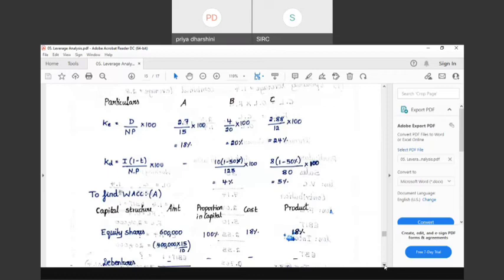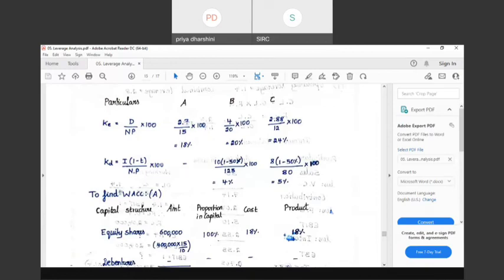So there are 3 companies, A, B, and C. How do we find the weighted average cost of capital? Generally, we do it on market value basis because book value is historical cost. So weight of equity into cost of equity plus weight of debt into cost of debt will give us the overall cost of capital. How do you measure cost of equity? They have not given us the growth rate here. They have told us the dividends are generally expected to continue indefinitely, so there is no growth in dividends. So how do you estimate the cost of equity? It is D by NP into 100.